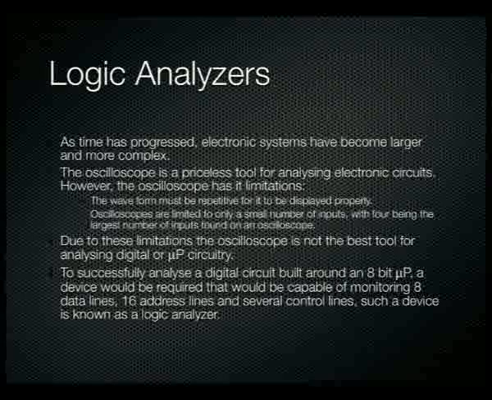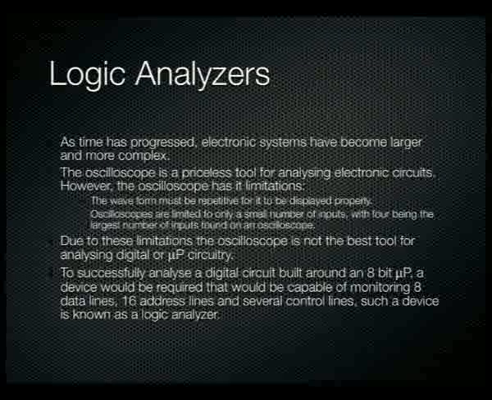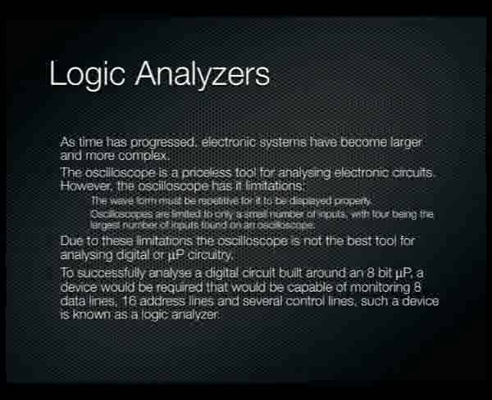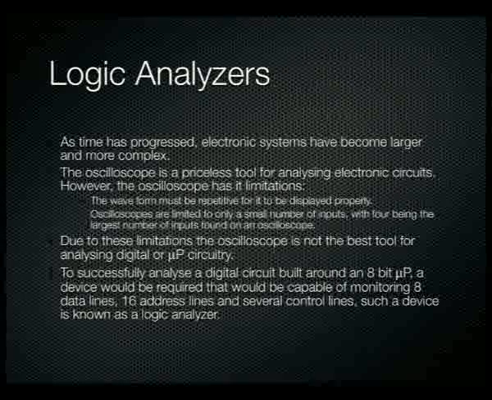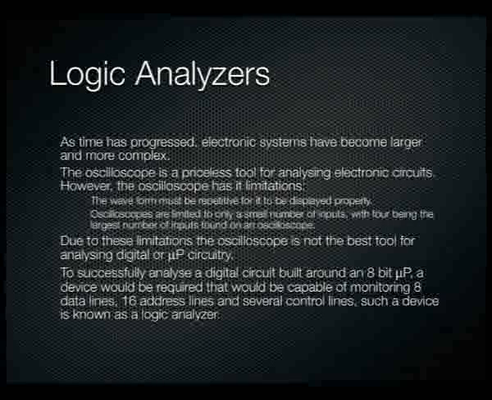oscilloscopes were great, okay, but things have just got a lot more complicated since the olden days. In the olden days, an oscilloscope was more than adequate because we generally only wanted to keep track of one, two, or three lines at the most to see exactly what was happening on those systems. So when it comes to doing analog electronics, a CRO is very useful. But when it comes to doing digital electronics, a CRO is very limited.